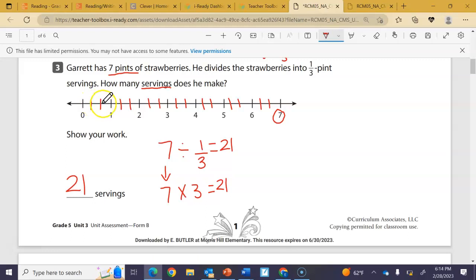So we have 1, 2, 3, 4, 5, 6, 7, 8, 9, 10, 11, 12, 13, 14, 15, 16, 17, 18, 19, 20, 21. So you should have 21 tick marks. So we will have 21 servings altogether. I also use the keep it, switch it, flip it method so you can see. So I took 7, divided it into 1/3 parts, and that equals 21. 7 times 3 equals 21.